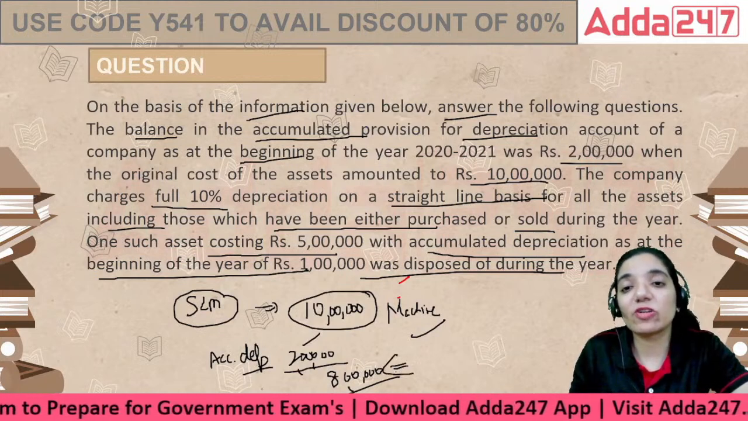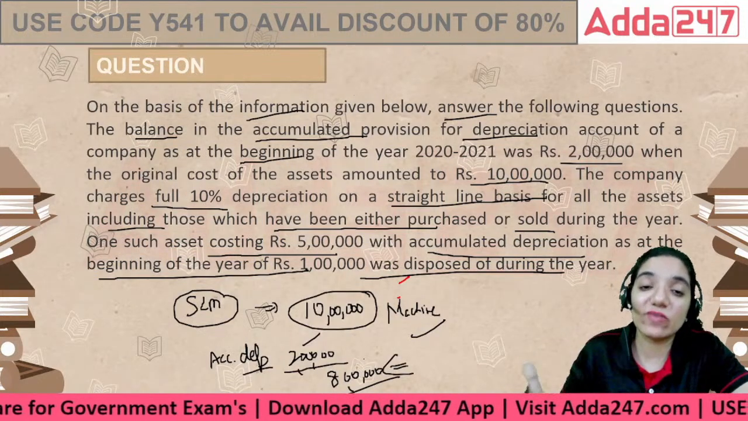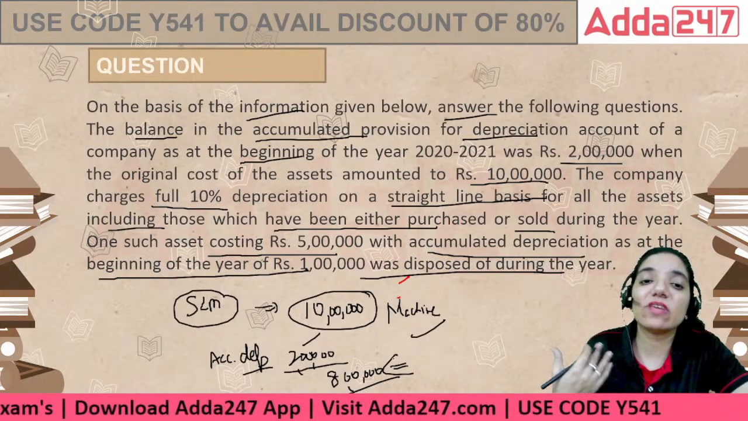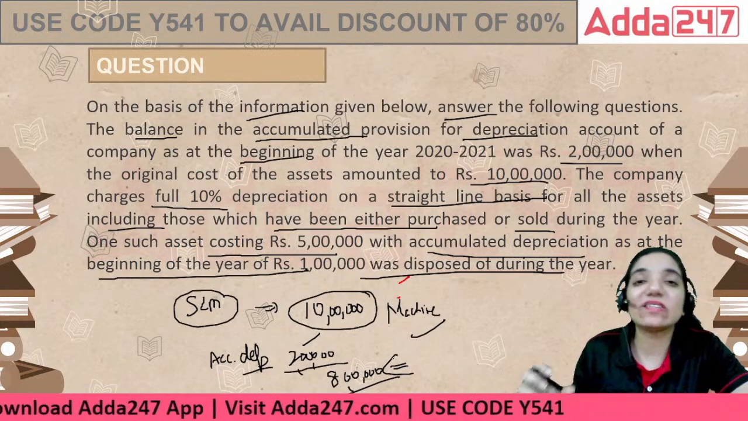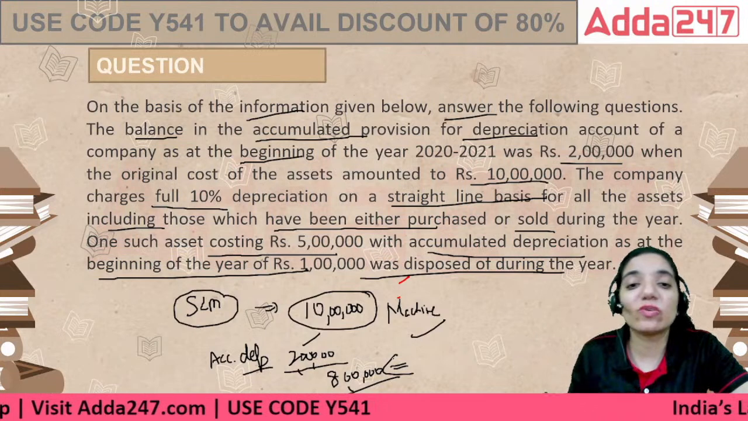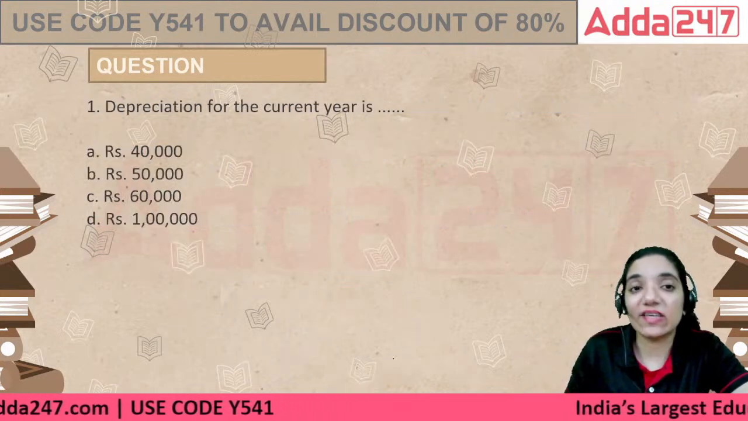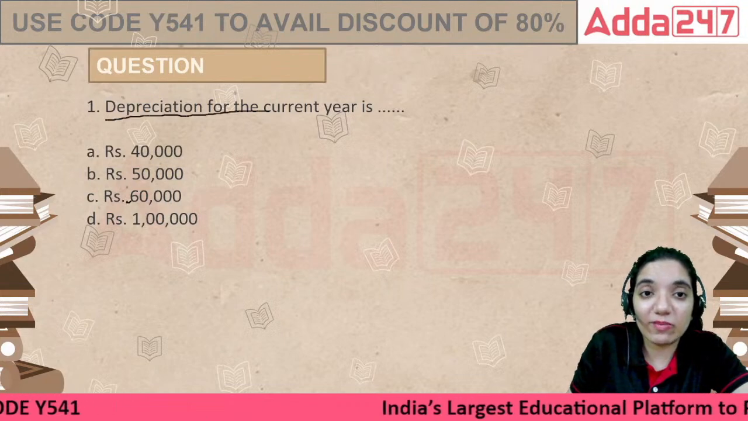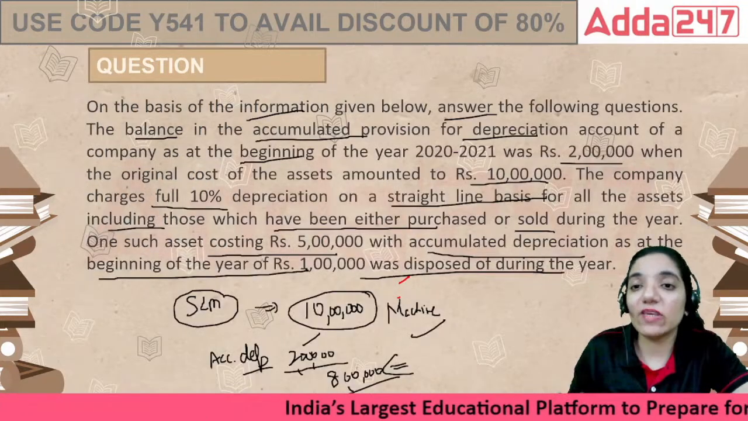Now when we have this particular amount in our hands, then what next do we have? Out of this 10 lakh rupees, we have given away 5 lakh worth rupees of book value. The face value was 5 lakh and the depreciation on it was 1 lakh. So what is it they are asking? They are asking the depreciation for the current year. What would be the depreciation for the current year? How do we calculate it?